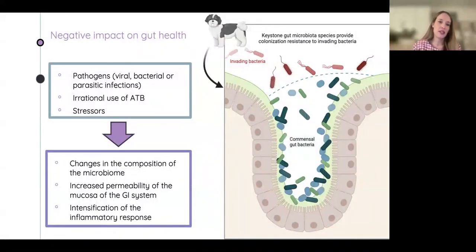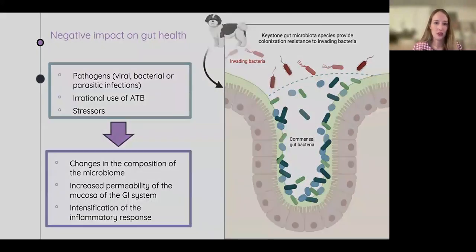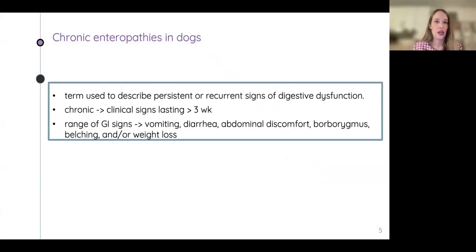And then something that we also see is intensification of the inflammatory response. So we see that the inflammatory response is much more pronounced. It would manifest itself in different animals, especially through, for example, intolerances to nutrients and even real allergies, so the immune system would react to a nutrient or a protein.